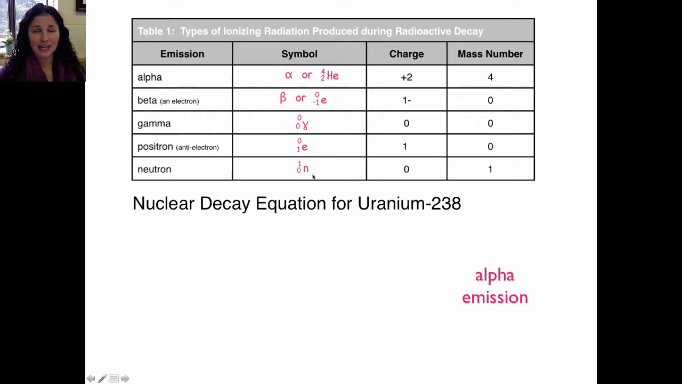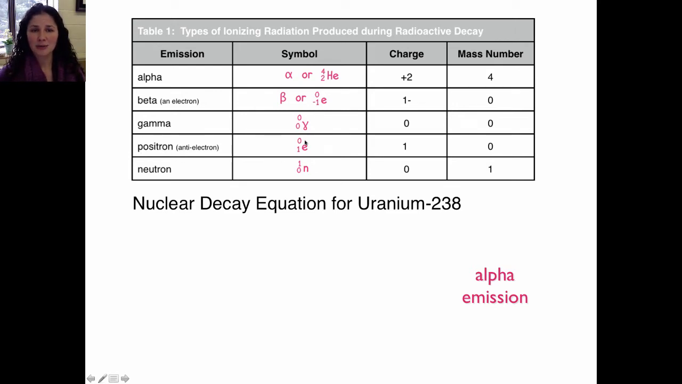And the neutron is literally a neutron. So this symbol can be taken literally. It has 0 protons, but it does have 1 neutron, and so it has a mass number of 1. These are 5 particles that you should be familiar with.